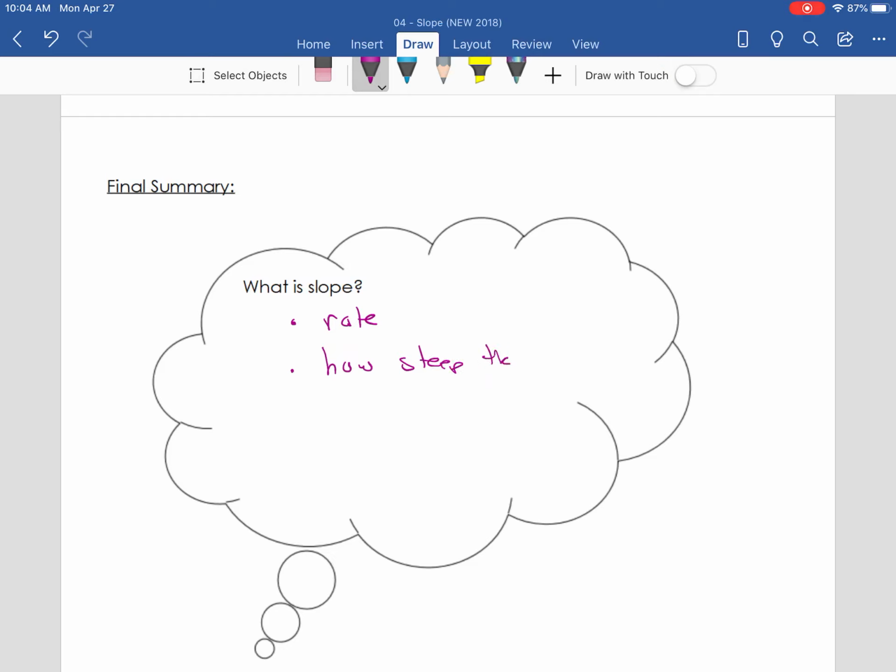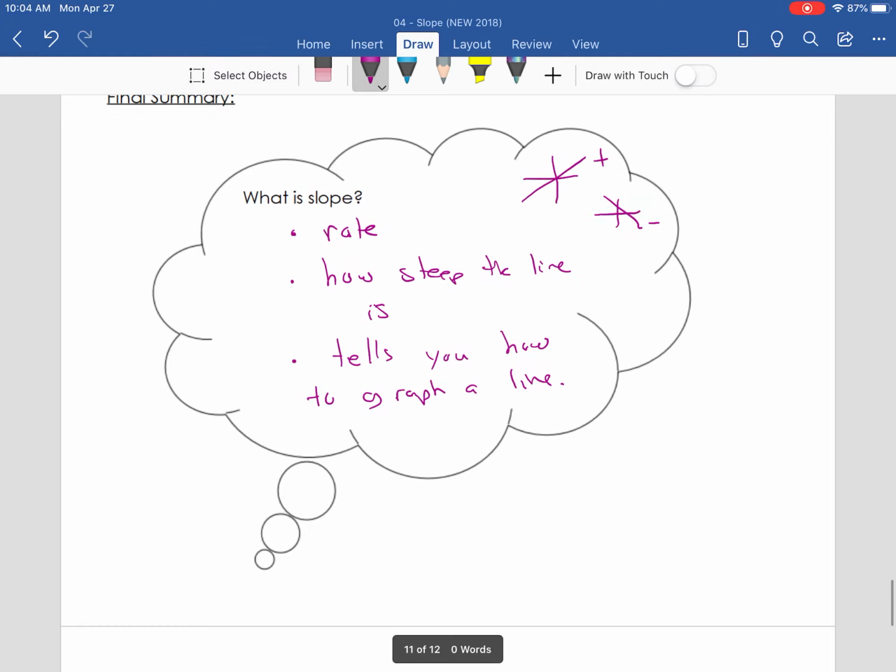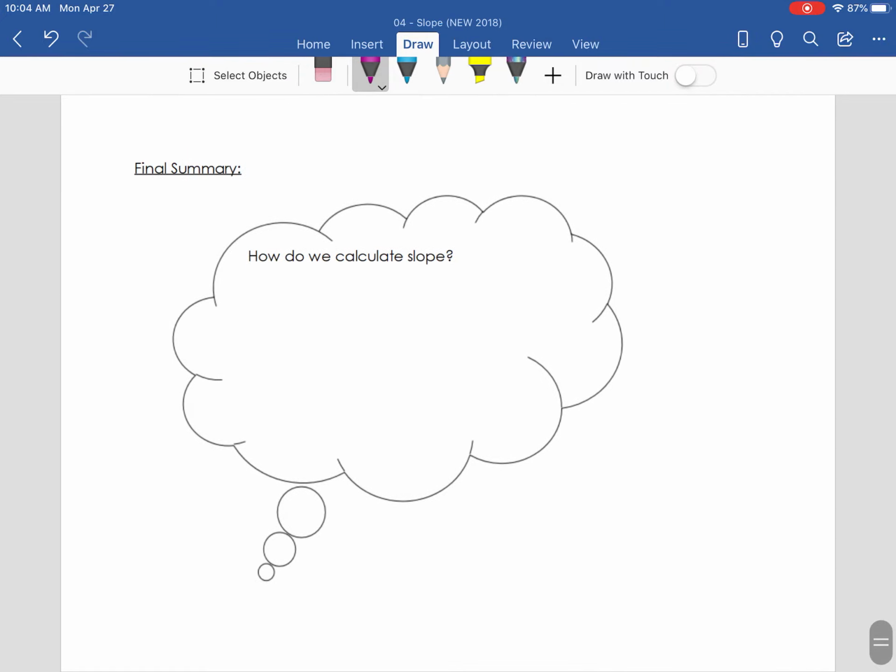Some review. What is slope? Slope is the rate. So new word for rate today, it's the rate. And when we talk about slope, we're talking about how steep the line is. And I want to draw this thing again. Positive slopes go like that. Negative slopes go like that. And what is slope? It tells you how to graph a line. It tells you how much to go up by every time.